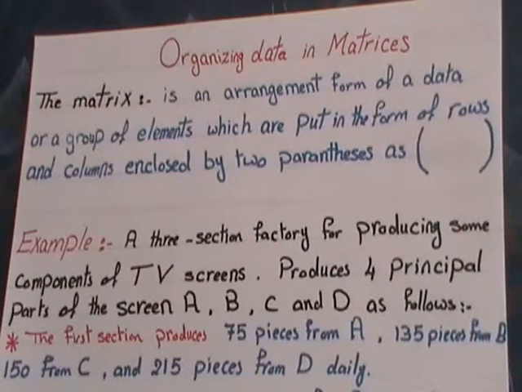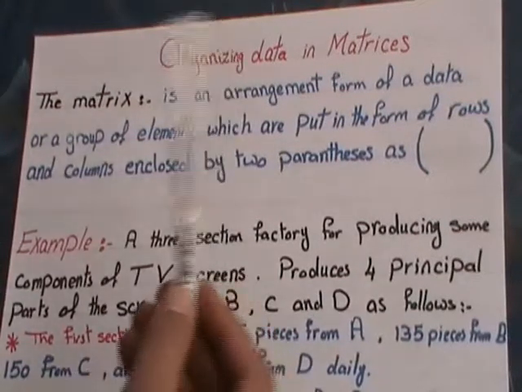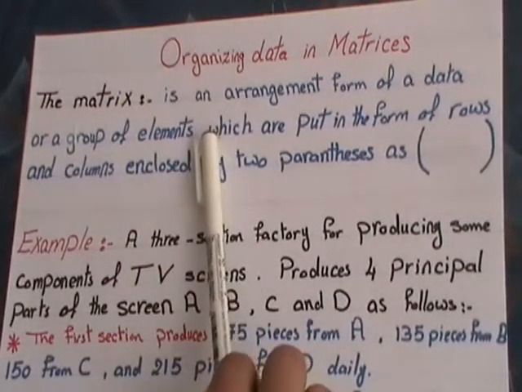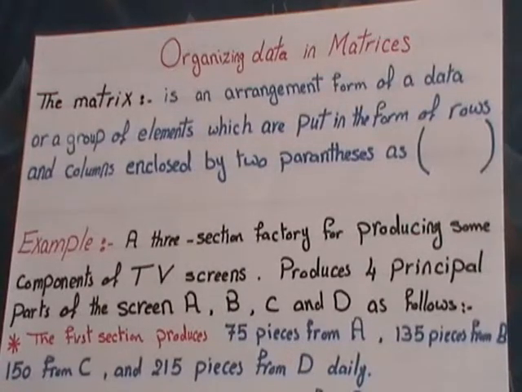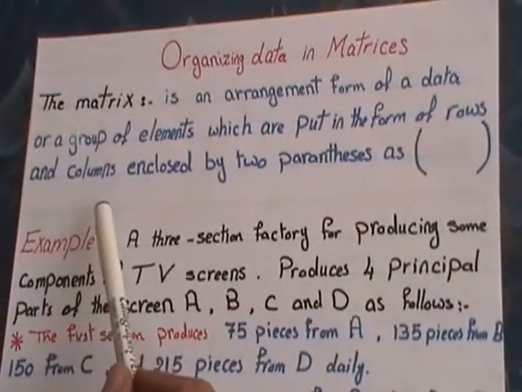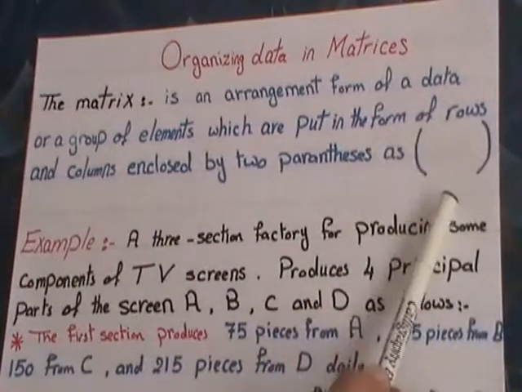Matrices is the plural of the word matrix, and it is one of the mathematical concepts used in modern times. It includes many branches of knowledge, science, statistics, and economics, because it displays the data and stores them. The definition of the matrix is an arrangement of data or a group of elements which are put in the form of rows and columns enclosed by two parentheses, as the following.